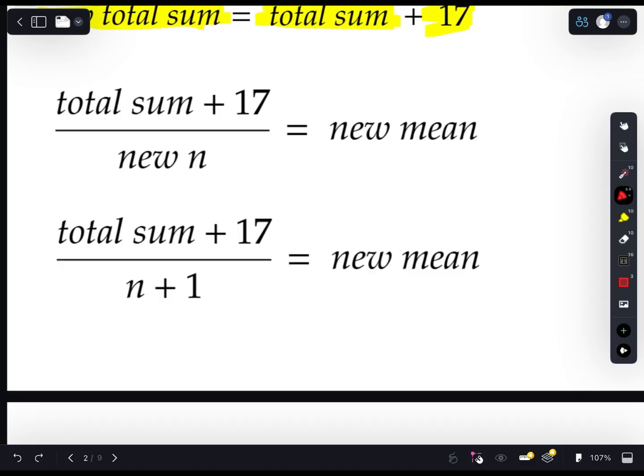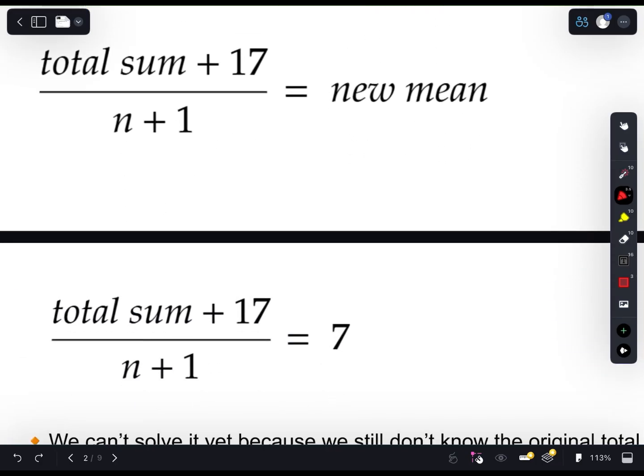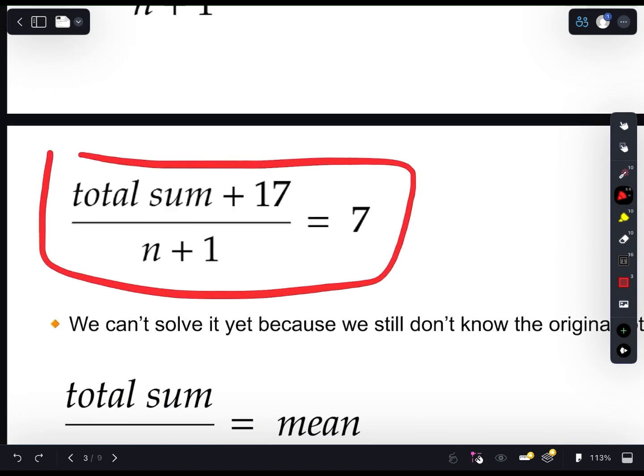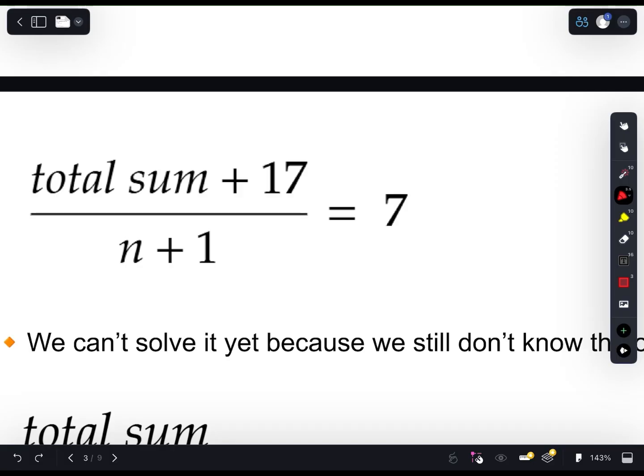We know that the new n is going to be n plus 1, right? Because we're just adding another number to the list. We're adding 17, so therefore we're adding one more number to the amount of numbers that we had. And we know the new mean. So there we go. Total sum plus 17 divided by n plus 1 equals 7, because 7 was the new mean in situation 2. So we're good. We're at a very good part here.